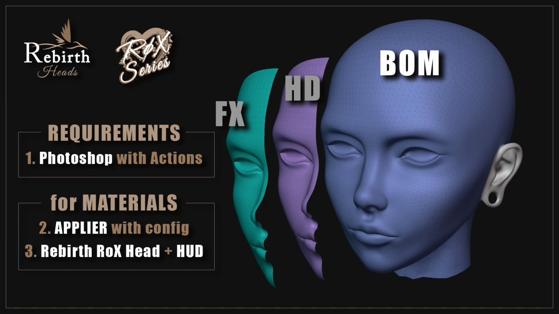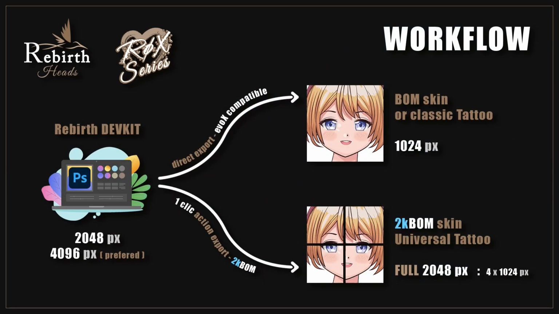Before detailing the devkit, I would like to introduce you to the concept behind the 2K BOM format, which allows you to double the texture quality on SL, which is limited to 1024 pixels. 2K BOM means that it is possible to make 2048 pixel skins in total, using 4 textures, and all this while remaining compatible with the Linden BOM standard.